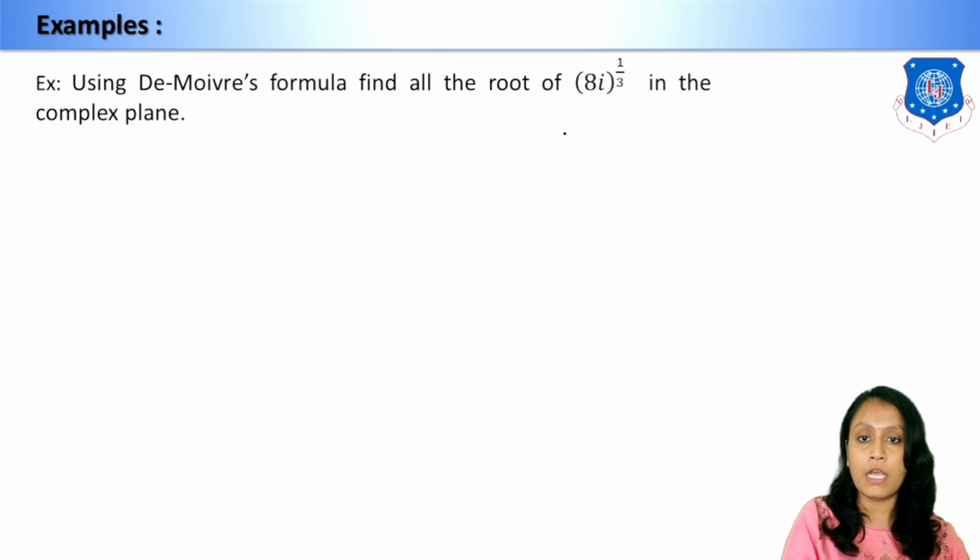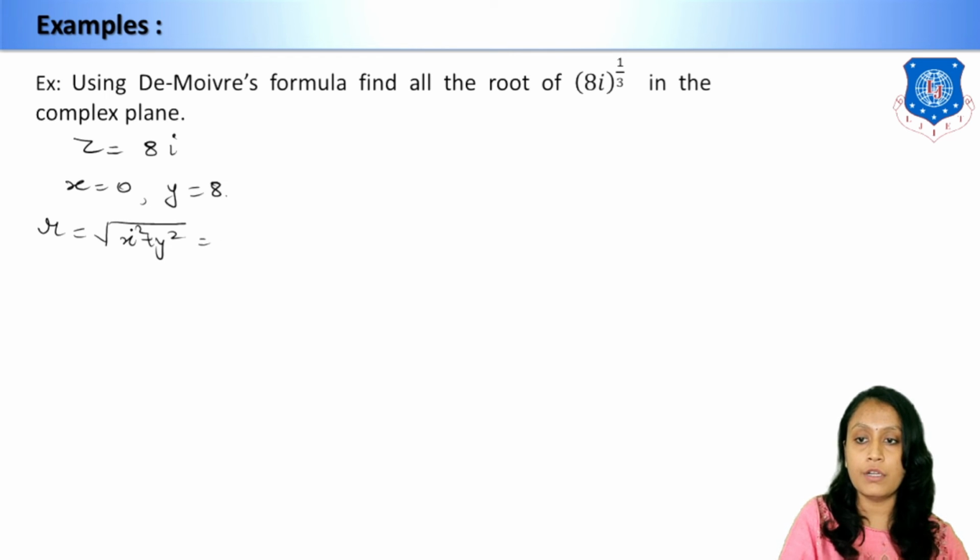Using De Moivre's formula, find all the roots of 8i raised to 1 upon 3 in the complex plane. Okay, so now here z is given, that is 8i. So compare it with x plus iy. So the answer of x is 0. Okay, and y is 8. So r is what? Under root x square plus y square. Okay, so under root of 0 square plus 8 square. So you will get answer of r as 8. Now both are positive, so it lies in first quadrant. So theta is what? Tan inverse mod y by x. So this is tan inverse infinity, and that is pi by 2.